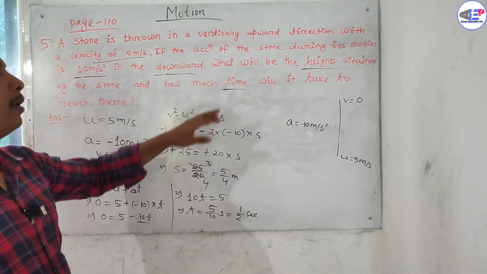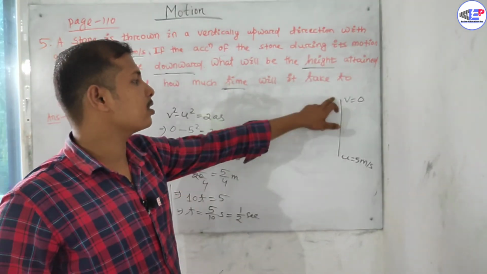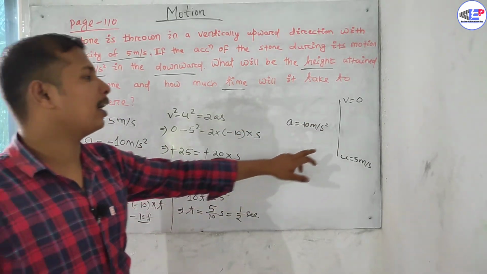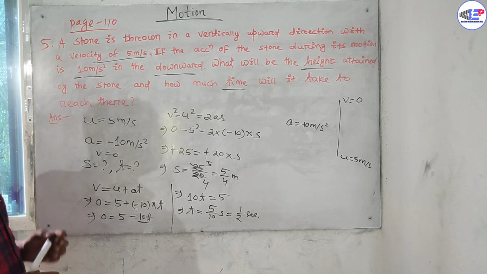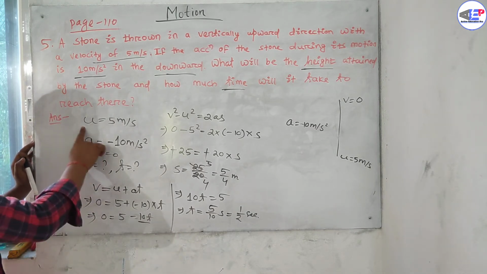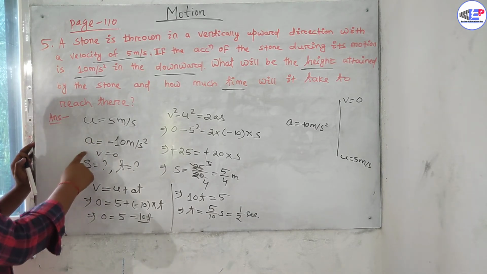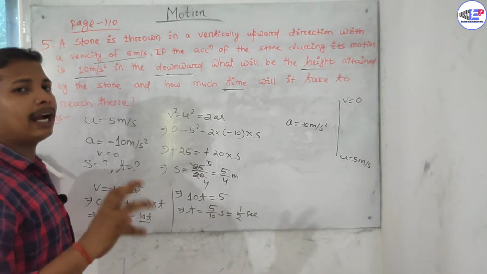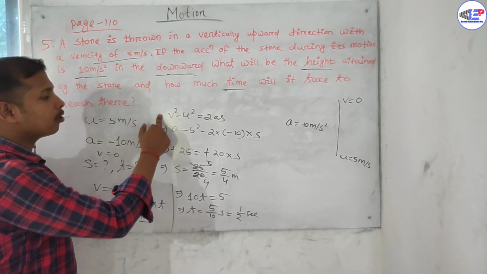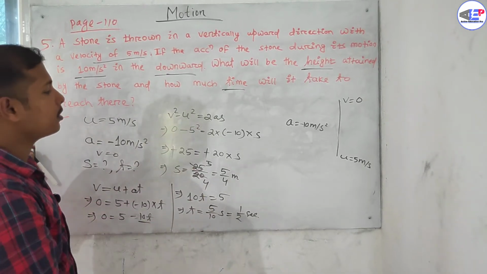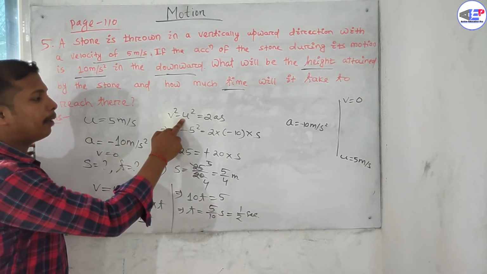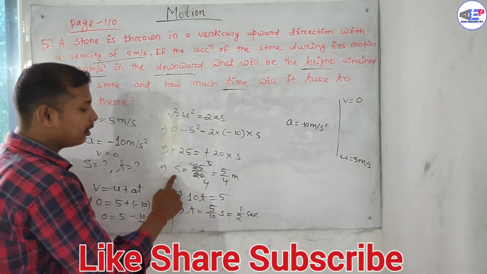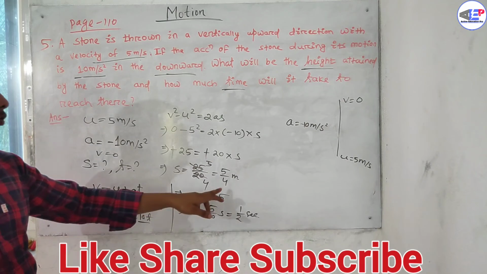Here the question is that we have to find out the distance covered by the stone and the time it takes to cover that distance. So the given values are u, a and v. We have to find out s. From third equation of motion, we know that v square minus u square is equal to 2as. Here the value of v is 0, value of u is 5. By putting these values, we calculated that the value of s is 5 by 4 meter.